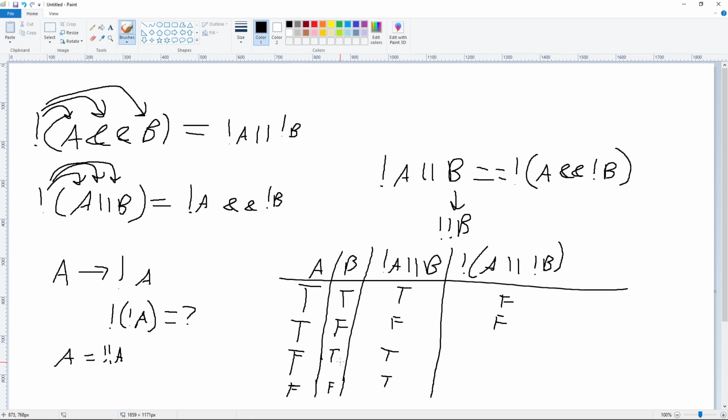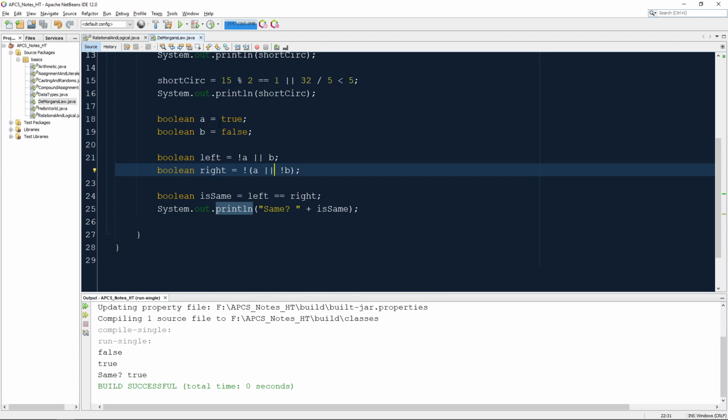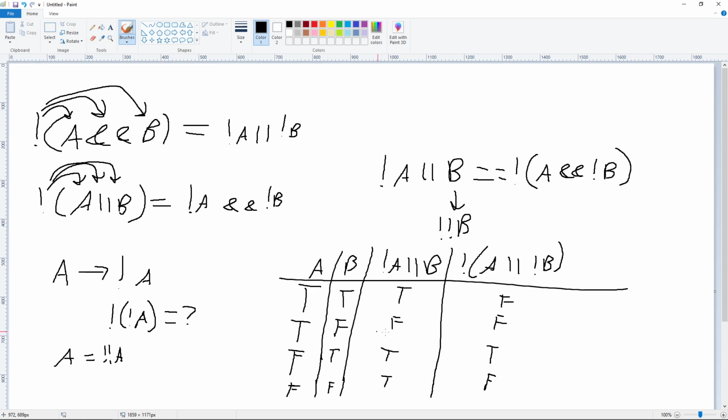And how about now false and true? So false or not true is false, false or false is false, not false is true. So they match up there. And the last one: false or not false is true, false or true is true, not true is false. So there are two scenarios where they don't match up. Let's prove that this actually happens. I was using true and false, which happened to be a situation where they matched up, and that's what confused me for a moment.